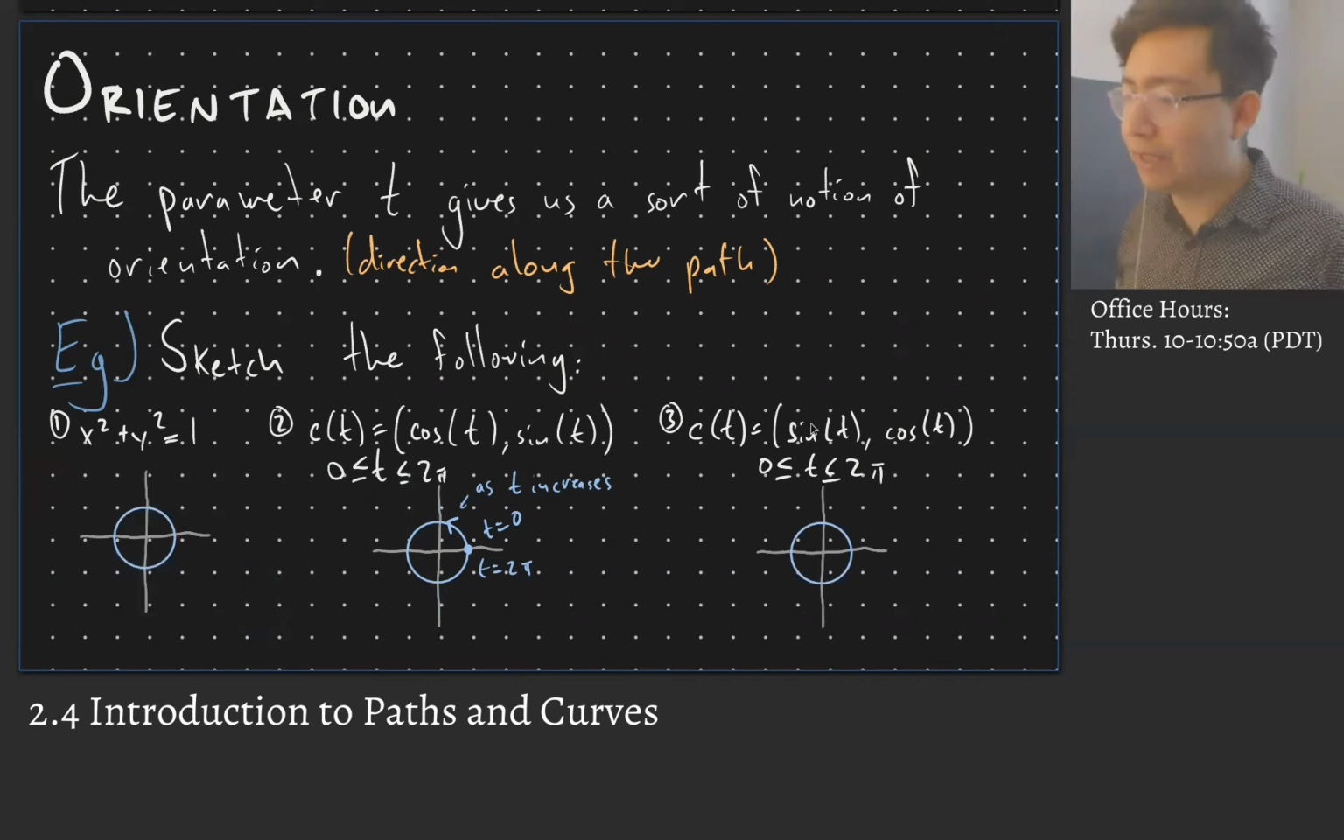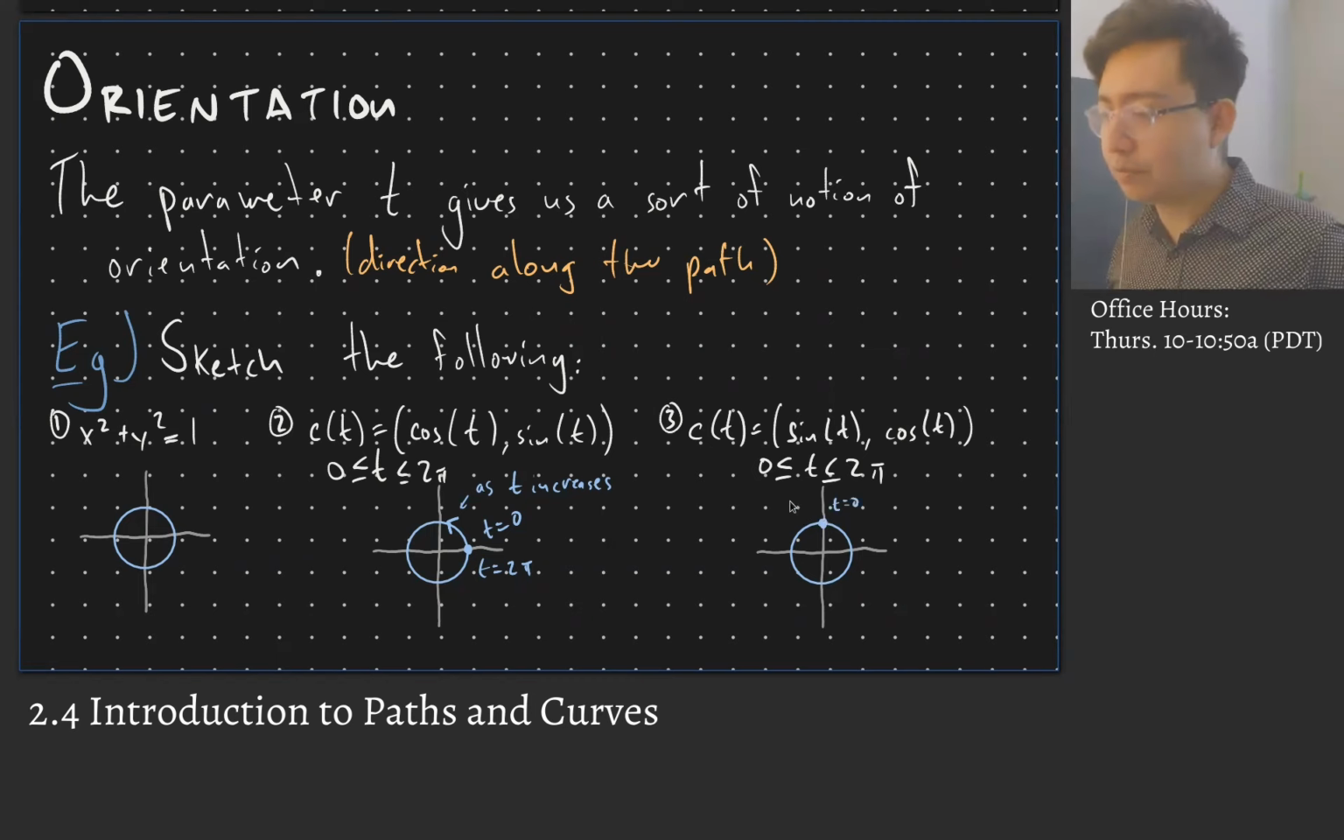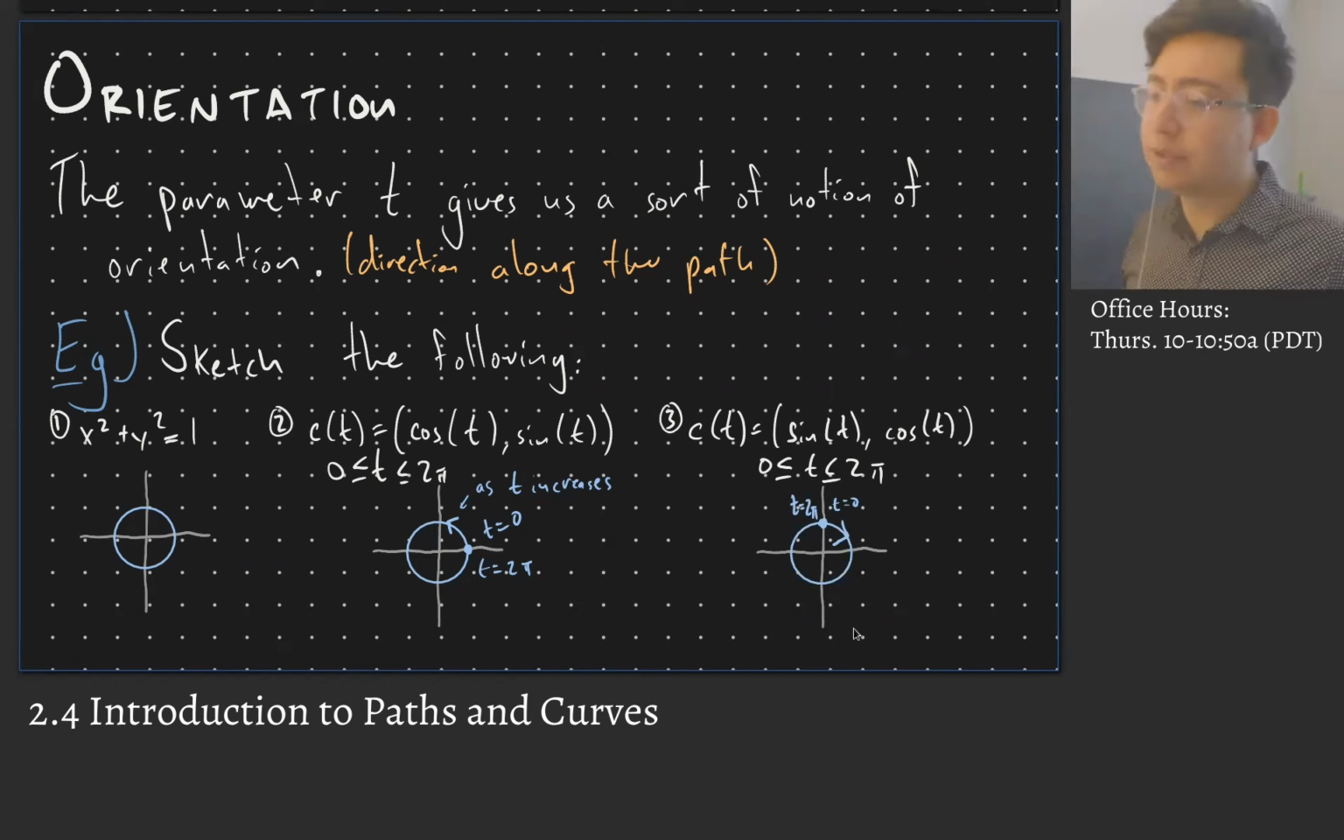Also different with this one is the starting and ending point. So if I plug in t equals 0, then I get 0 comma 1 instead of 1 comma 0. So I start up here. This is t equals 0, also t equals 2 pi. And instead of going counterclockwise from here, we're going to go clockwise from here. So it's something like this here.